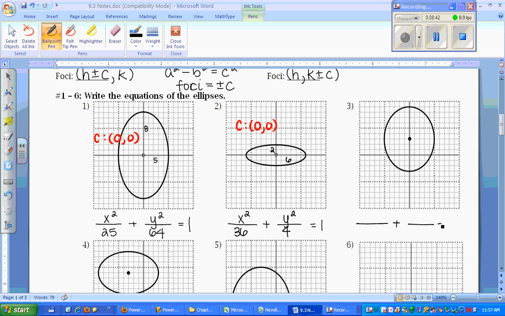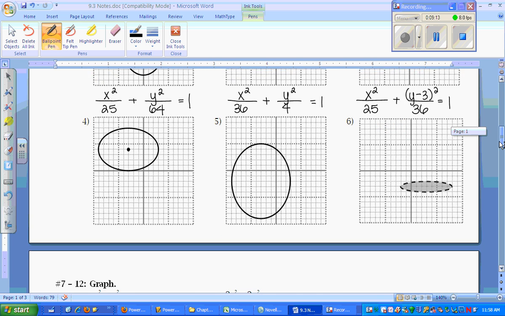Number 3, I set up my fractions equal to 1 added together. The center is at 0, 3 this time. So x squared is going to stay like it was before, but the y is going to become y minus 3 squared. The x radius is 5, so I square it and write 25 underneath x. And the y radius, 2, 3, 4, 5, 6, is 6, so square it and put 36 underneath.